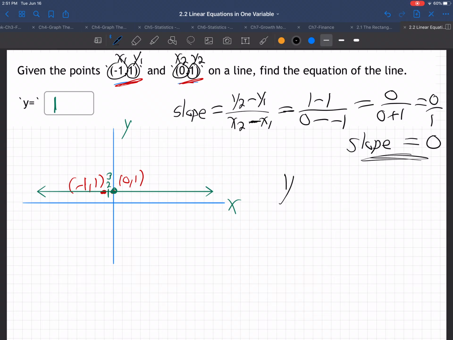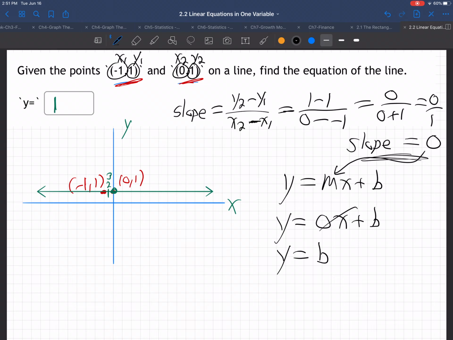So now we've got the equation y equals mx plus b. That's the general form of the equation. And we know the slope, the m, is 0. So plug that in. It's 0 times x plus b, which is gone. It's just b. So it's y equals b. Well, okay, yeah, but how do you know what b is?